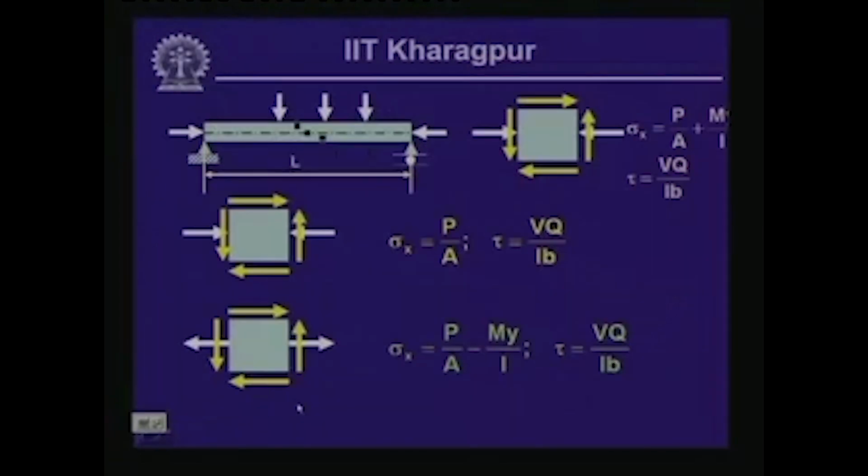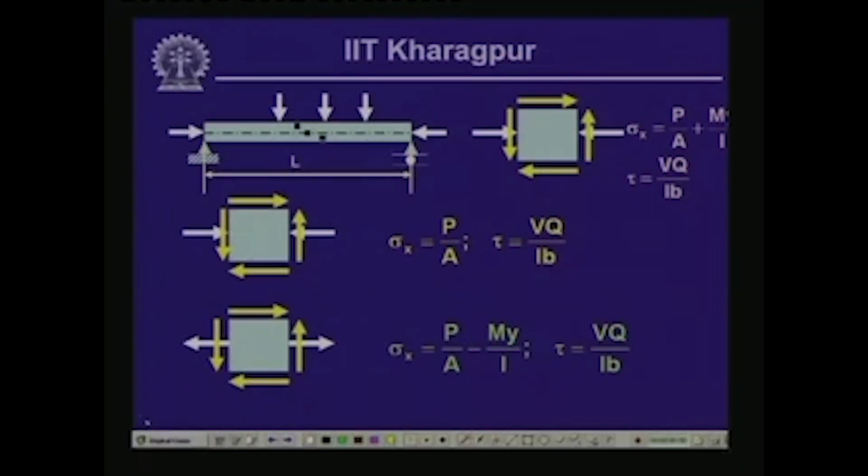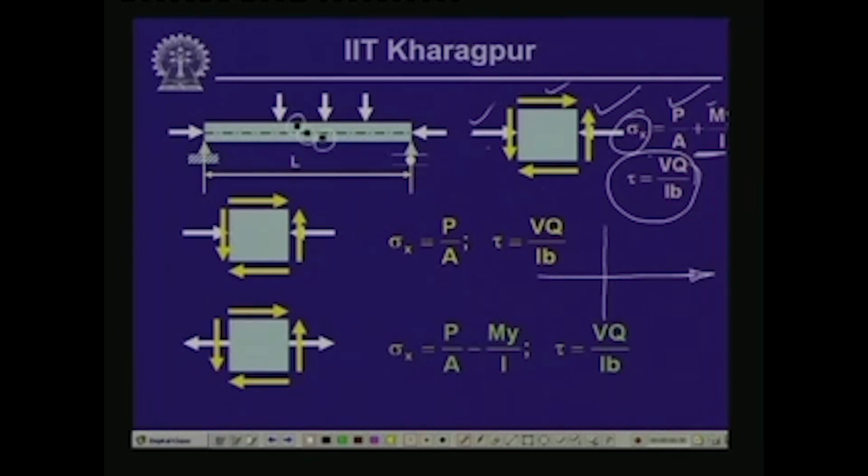Now, if you look at this particular figure, at these three locations, if we would like to compute the value of the stresses, here we have the normal stress sigma, which is P by A plus My by I, or plus and minus depending on the magnitudes of these values, and tau is going to give you the shearing stress, which is VQ by Ib. So, we have the normal stress and we have the shearing stress, and the resulting stresses because of the normal stress and the shearing stress can be computed from the Mohr circle.